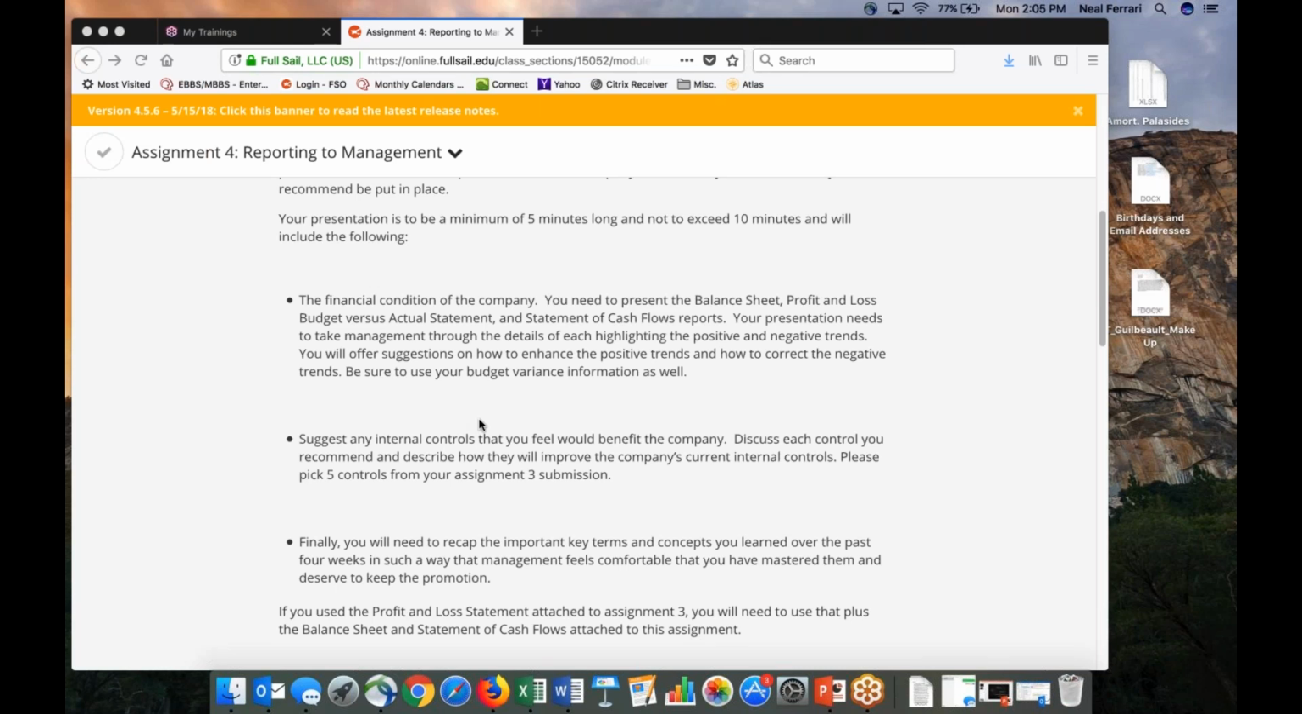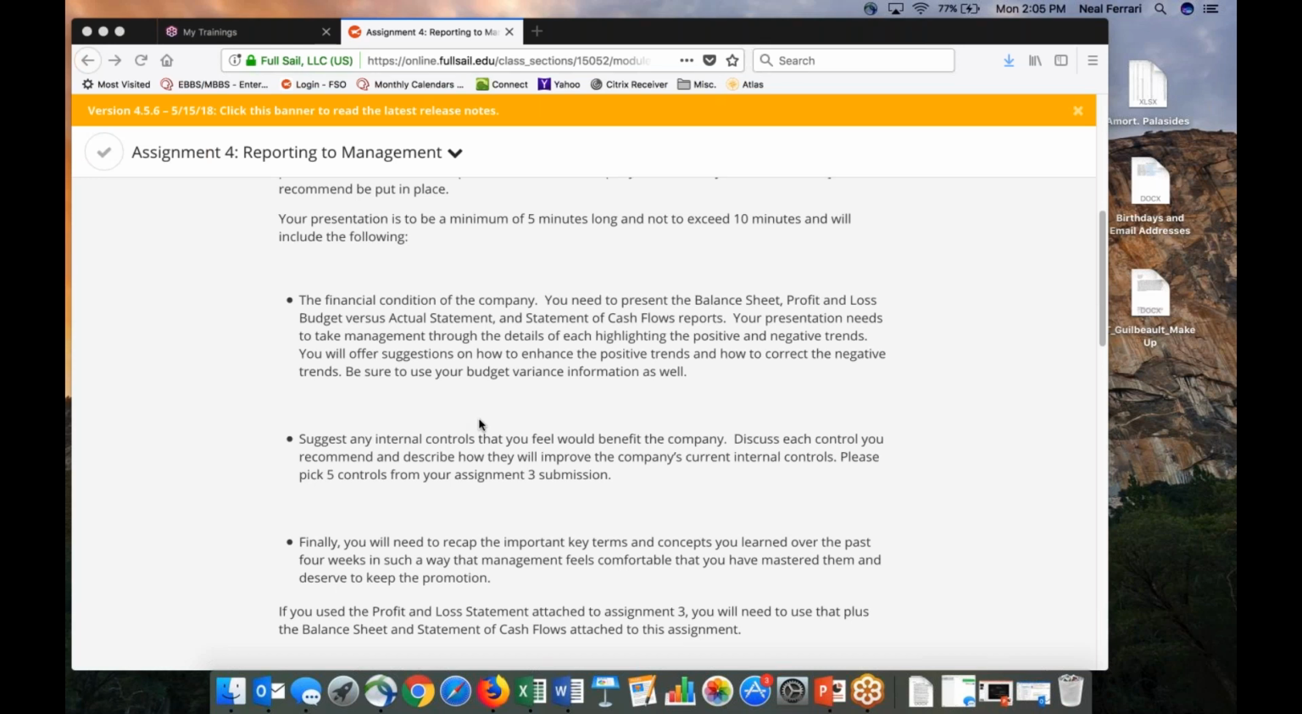You also have a statement of cash flow. The statement of cash flow shows cash coming into the business and cash going out of the business. It starts with net income. From assignment 2, your net income was $4,833 and change. That's the point of beginning on it.